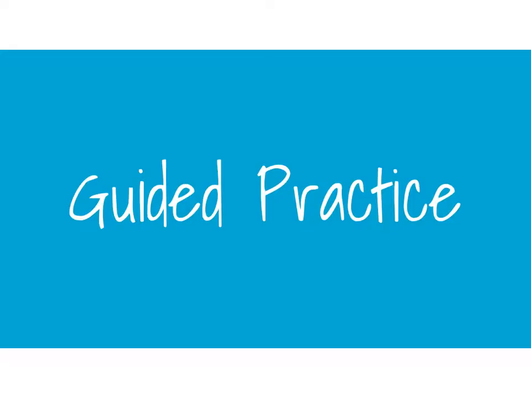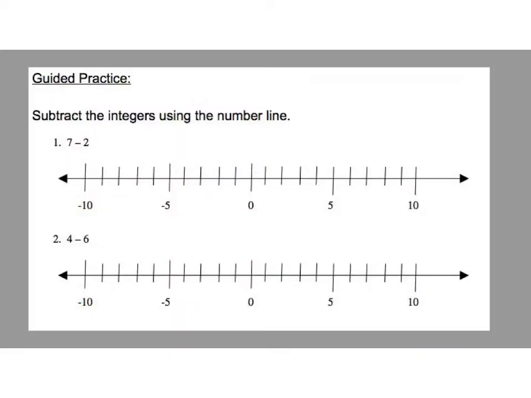Now we will complete some guided practice problems together. We are going to subtract the integers using the number lines below. In the first problem I see 7 minus 2. The first number, 7, tells me where to start on my number line.